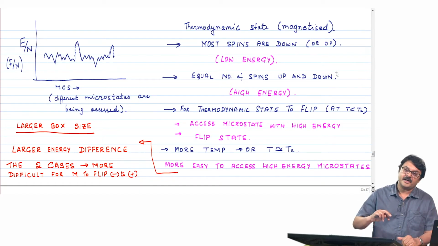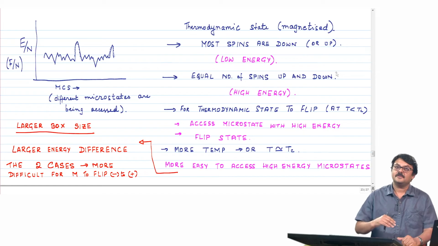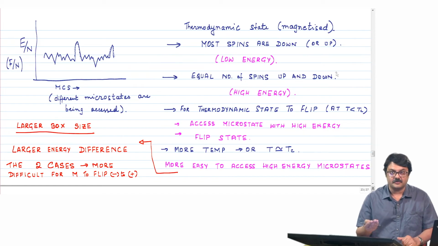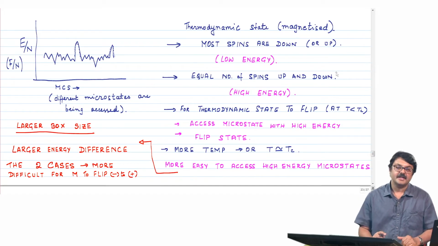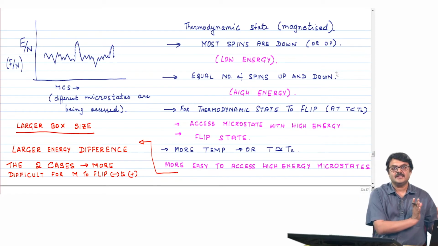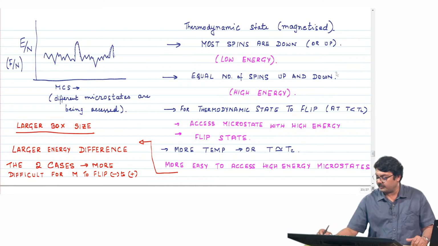Hence, the probability that the state of the system will flip from positive to negative or negative to positive also becomes lower, and that is exactly what we saw in our data when we were analyzing it. Now, that creates a problem.